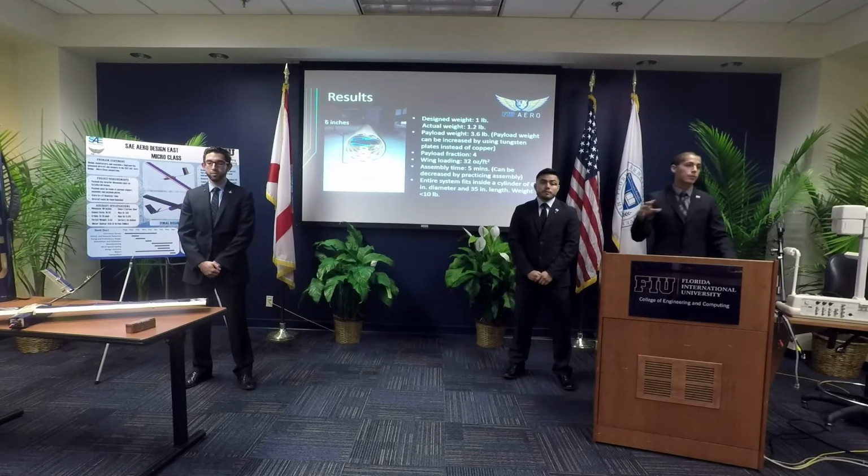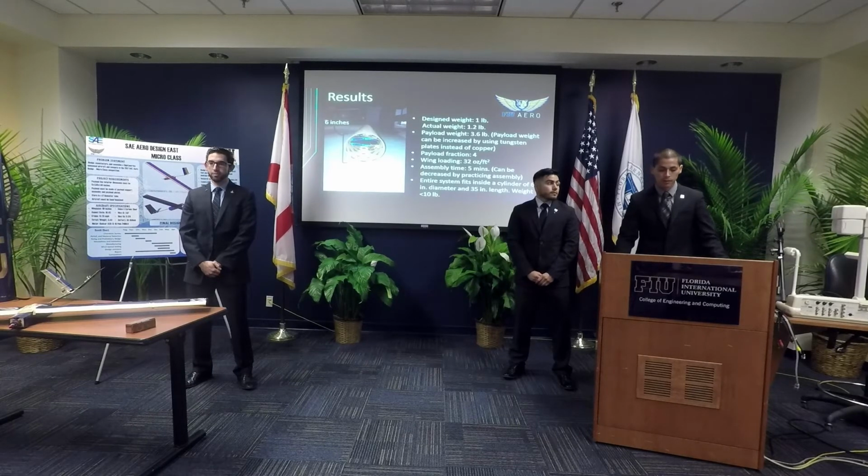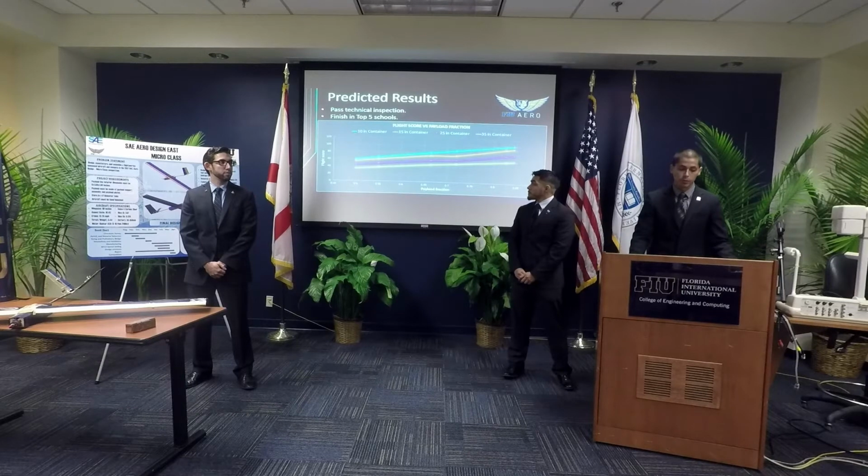Payload fraction is the payload weight of the aircraft compared to the total takeoff weight of the aircraft. So this means for every pound of aircraft weight, there were 4 pounds' worth of payload weight. The wing loading was around 32 ounces per square foot, which is competitive. The assembly time was around 5 minutes. And as you can see, the entire system can fit inside that container, and it's roughly the same weight.